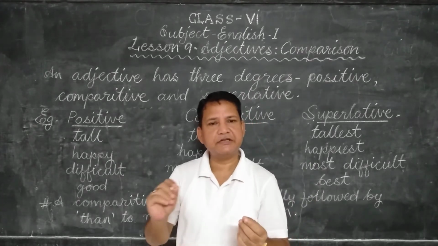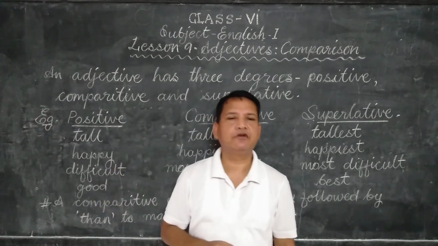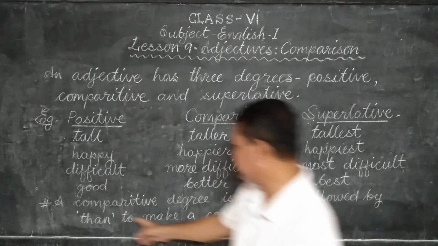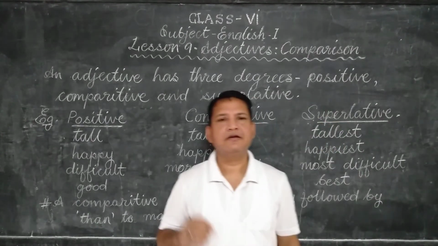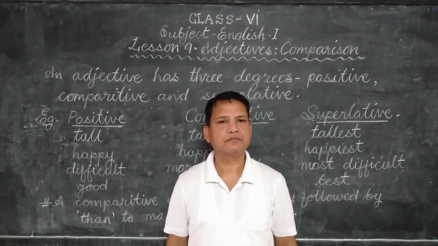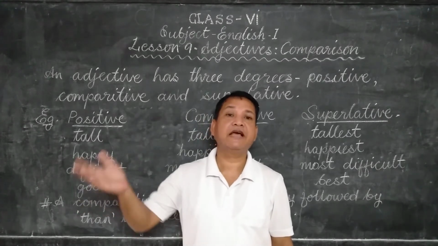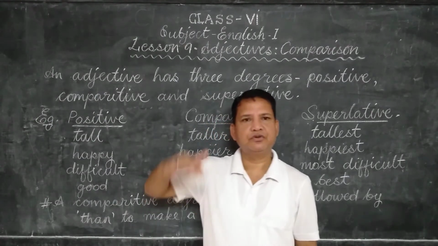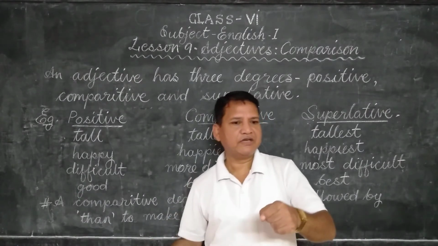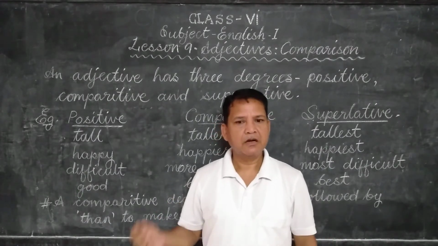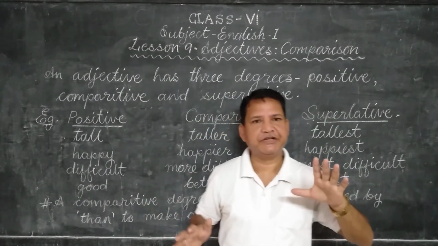So how will I put it in a sentence? A rose is more beautiful than a marigold. When you are comparing, you must use the word than. A rose is more beautiful than a marigold. Narayan Juju is taller than Kanak. I can say the same thing without changing meaning. Kanak is shorter than Narayan Juju. See, the meaning has not changed.